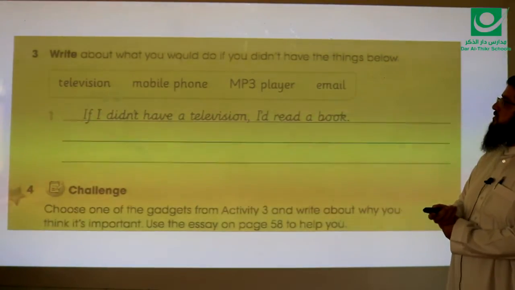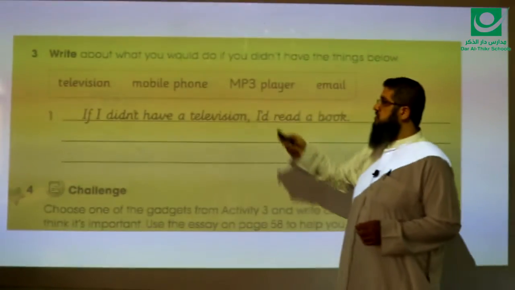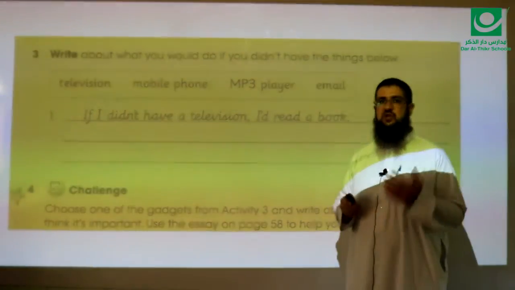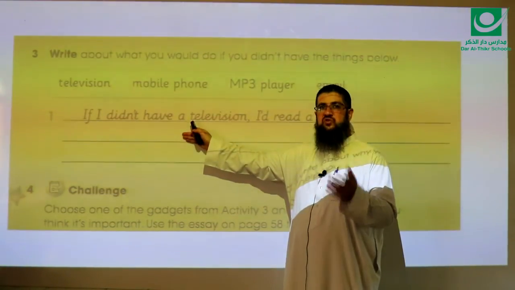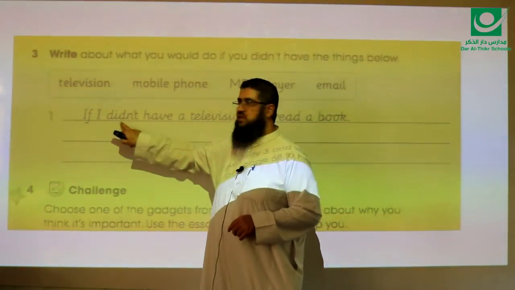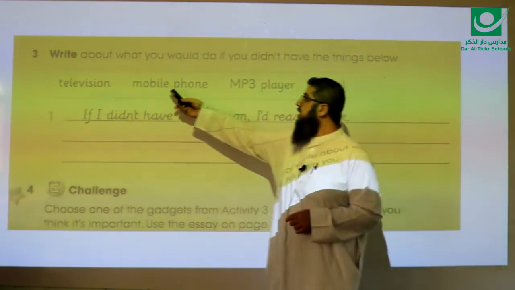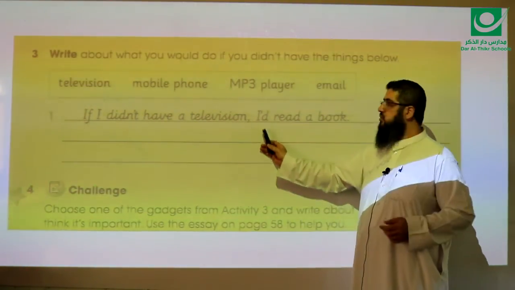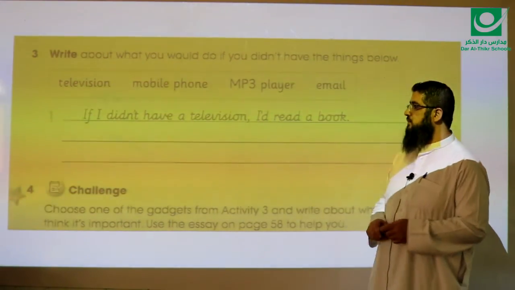Now here, students, write about what you would do if you didn't have the things below. Of course, imagining, television, and of course you need to write the other 3 inventions. You know, imagining if we don't have them in our real life. Of course, since we are imagining, we need to use the second conditional sentences. You have an example like television. If I, see the simple past, didn't have a television, I would read a book. In a mobile phone, you say, if I didn't have a mobile phone, what would you do? You say, I would talk more with my friends and family, etc.